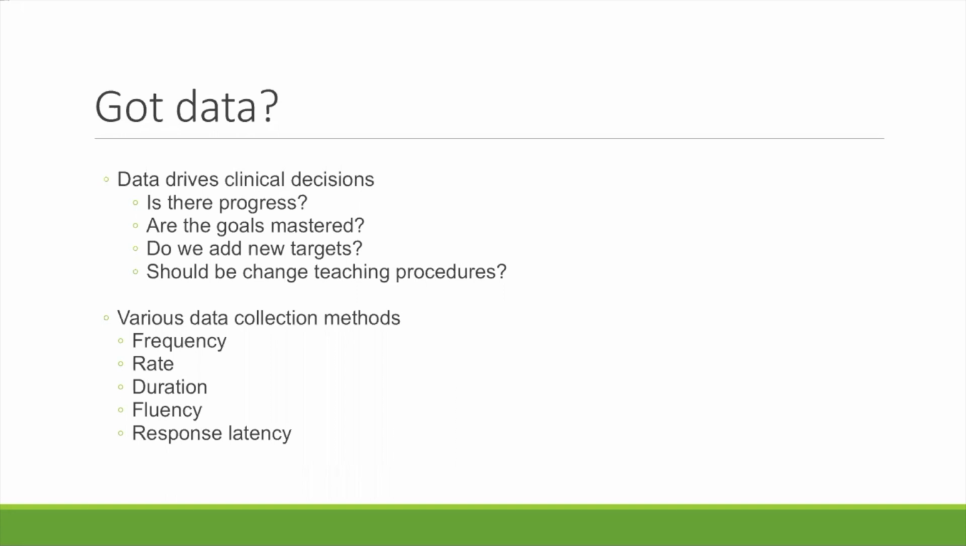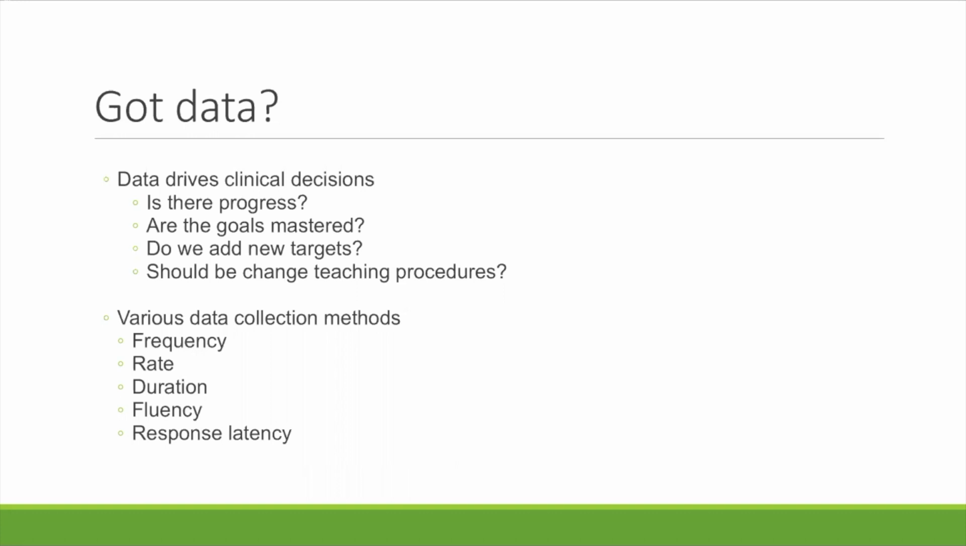We use the collected data to determine if a goal is mastered, when to switch or add new targets, or when to change teaching procedures to make greater progress. This information is collected and then reflected onto graphs. Graphs are visual tools we use to assess where our target behavior has been, where it is now, and where we can project it to go.